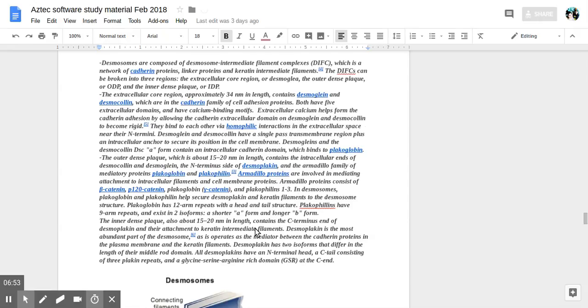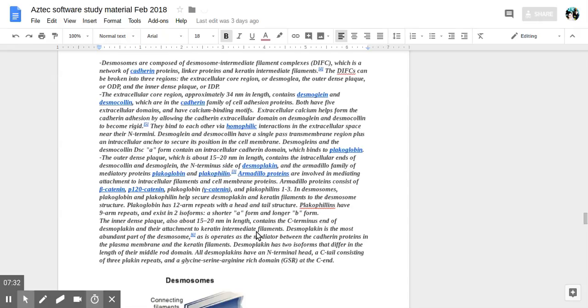Extracellular calcium helps form the cadherin adhesion by allowing the cadherin extracellular domains on desmoglein and desmocollin to become rigid. They bind to each other via homophilic interactions in the extracellular space near their end termini. Desmoglein and desmocollin have a single pass transmembrane region plus an intracellular anchor to secure their position in the cell membrane. Desmogleins and the desmocollin A form contain intracellular cadherin domains binding to plakoglobin.